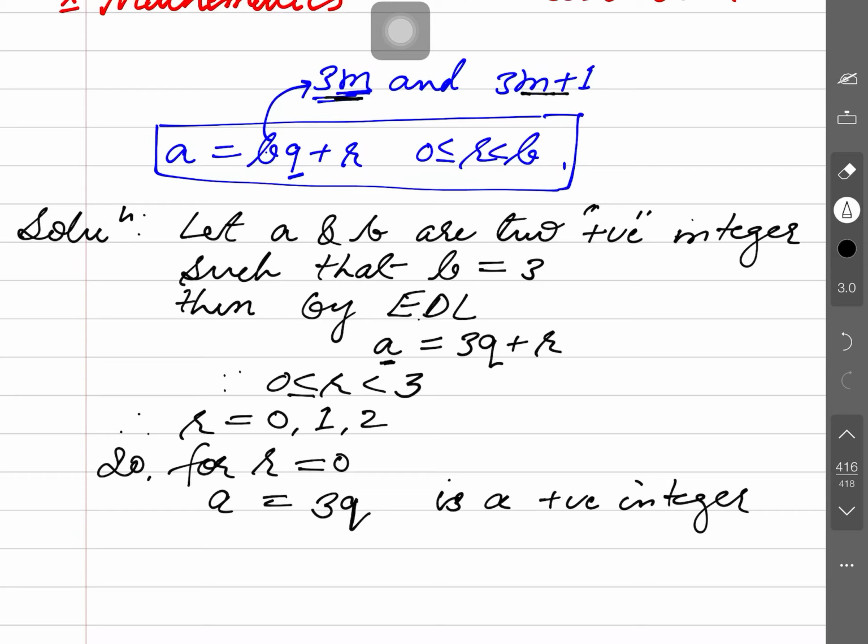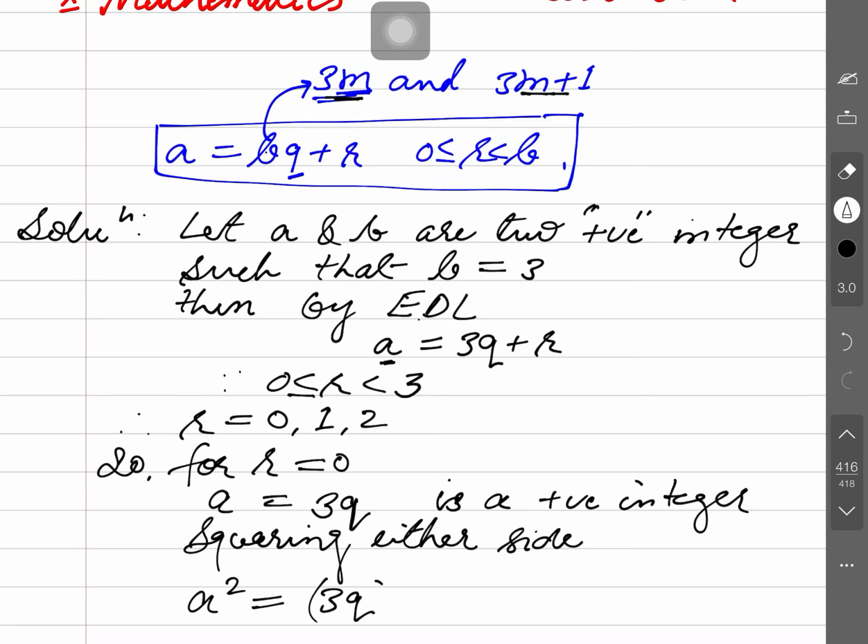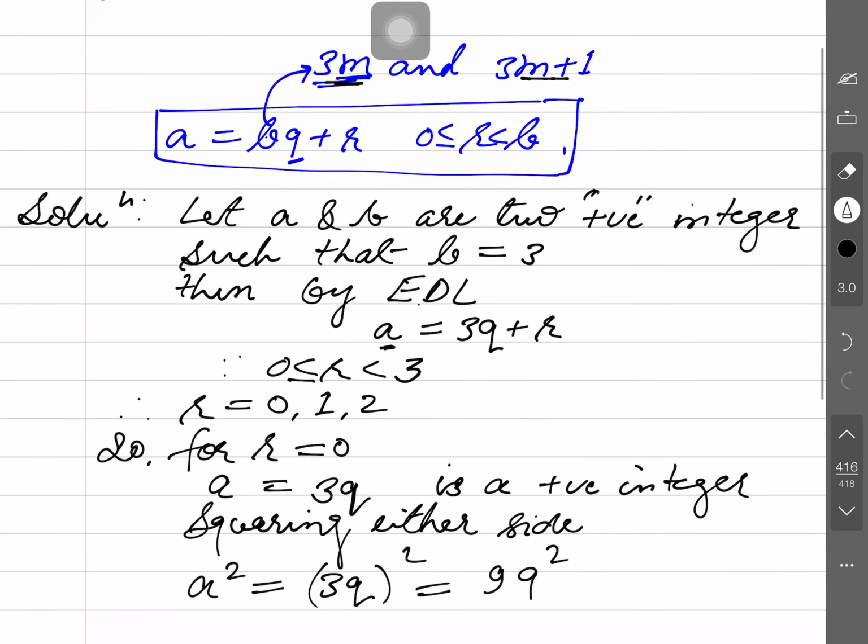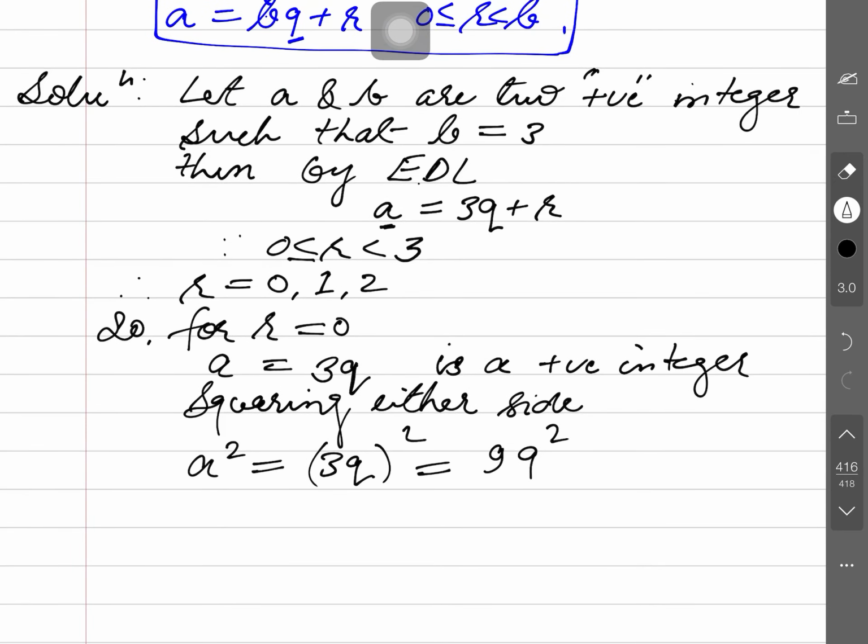Please tell me. Again, it is saying square of a positive integer. So please do squaring on either side. Squaring a, what is there? 3q whole square. Further it is to be done as 9 into q square. Is that clear? Now we have to prove not 9q form, we have to prove 3m form.